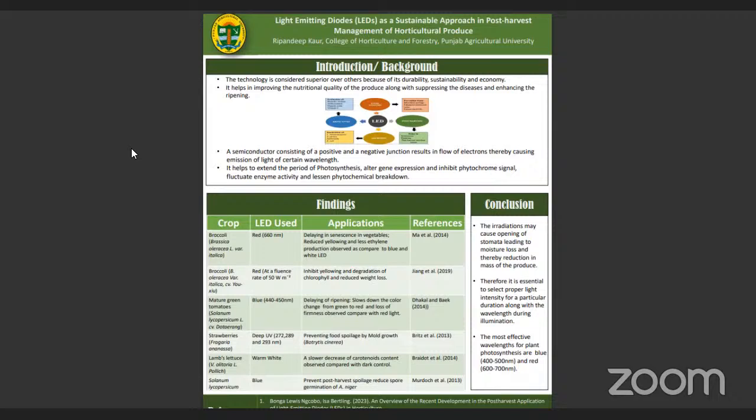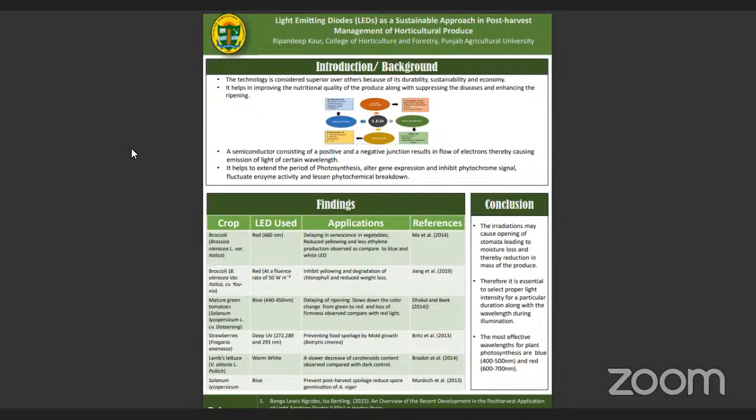How does it help to improve the quality of horticultural produce? It helps to reduce the losses by enhancing the ripening process and delaying the emergence of ethylene. It also helps to enhance the color of the product. It helps in suppressing disease occurrence and improves the overall nutritional quality by improving the content of bioactive compounds such as vitamins, minerals, flavonoids, total soluble sugars, etc. Moreover, it also helps to delay the senescence process and extend the photosynthesis period of the plants.